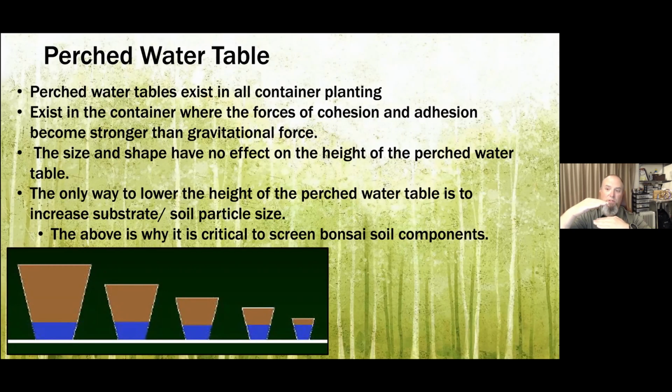The only thing that will change that is the size of the particle or soil particle that you're using. So by sifting the fines out of our soils, the goal is to use soils that are 1/4 to 1/8 inch in size. You pretty well eliminate that perched water table. But those granules are made of porous material, which continue to hold on to enough water to get to your next watering.